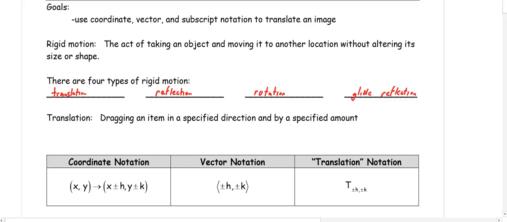There's the coordinate notation, which you have in the first set of parentheses: (x, y) with an arrow pointing to the right, and then we have (x plus or minus h, y plus or minus k). H and k are going to represent how much we're moving left, right, up, or down. In vector notation, we don't use any of the variables. We just use our h value and our k value inside brackets that look like little arrows. And in the translation notation, which is also known as our subscript notation, we have T to stand for translation. And then in the subscript, we write our h and k movement.